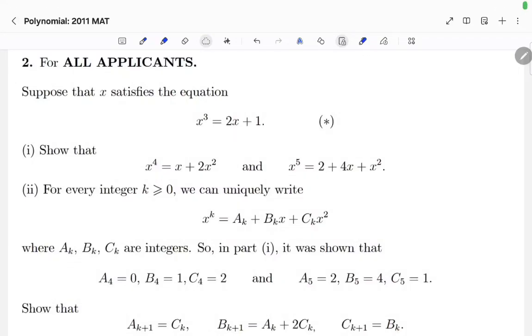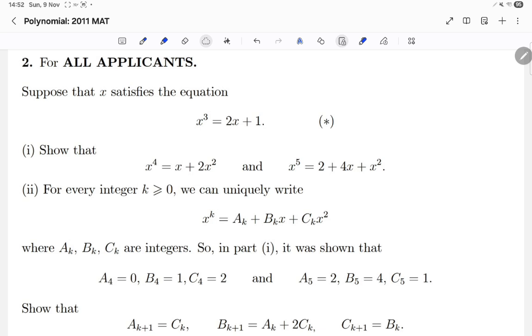Hello and welcome back. Today we'll be doing question 2 from the 2011 math paper. This is a question about polynomials. Question 2. For all applicants. Suppose that x satisfies the equation x cubed is equal to 2x plus 1.